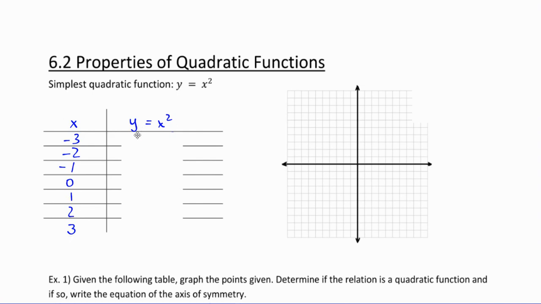Now, when I am substituting each of those into this equation, I have to remember that it is going to be whatever my x is and then squared. Okay, so my x is -3. -3 squared is -3 times -3. A negative times a negative is positive. 3 times 3 is 9. So I get positive 9.